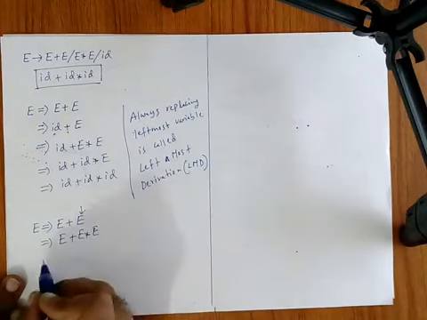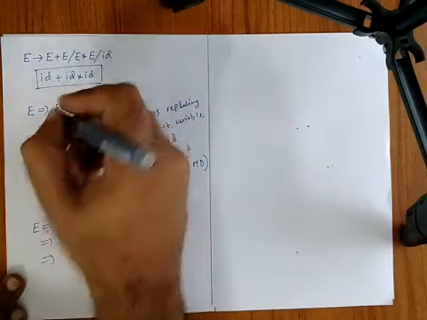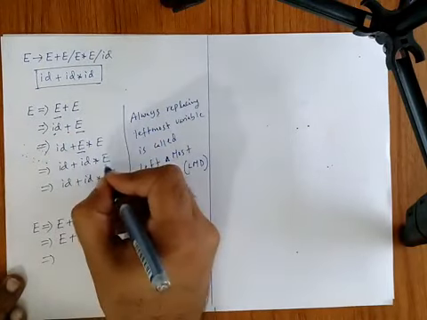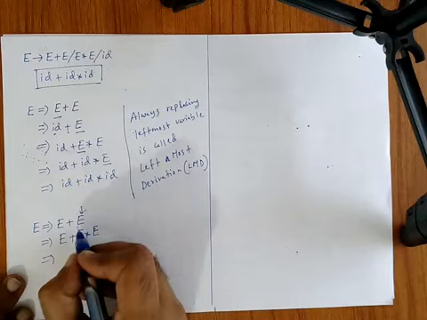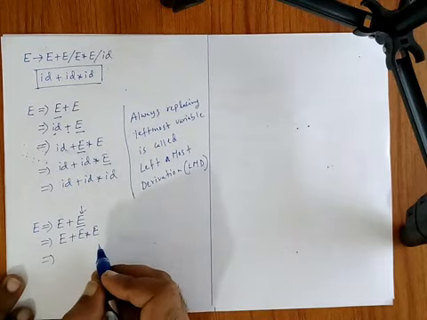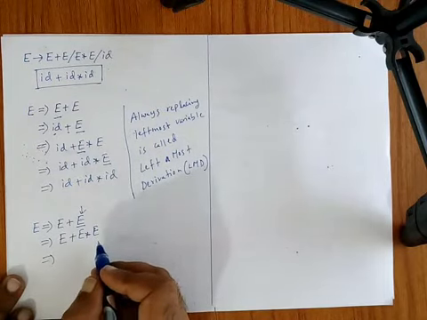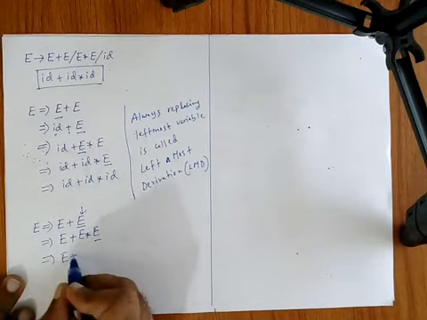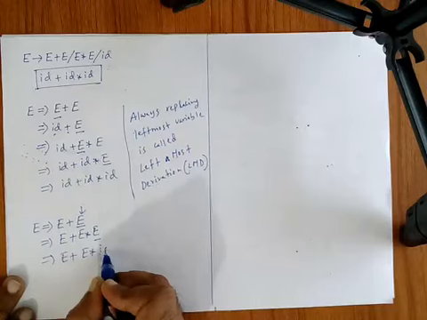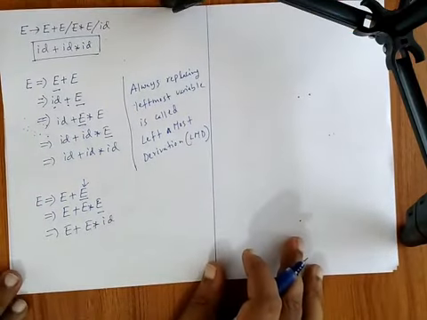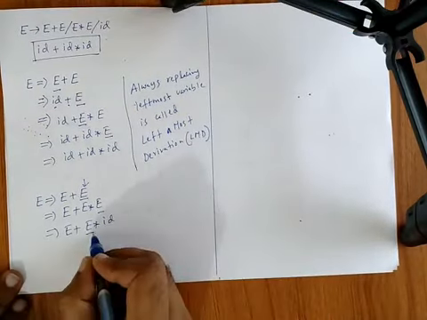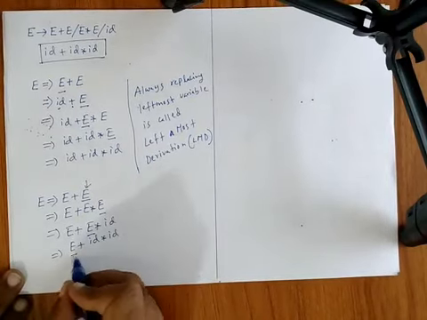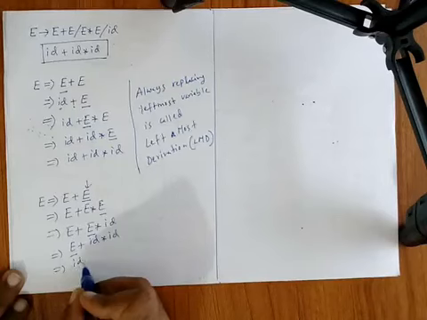Okay, then which one am I going to replace? In this case, this one. So E plus E star ID. Then I replace this one: E plus ID star ID. Then which one do I replace? This one. ID plus ID star ID.